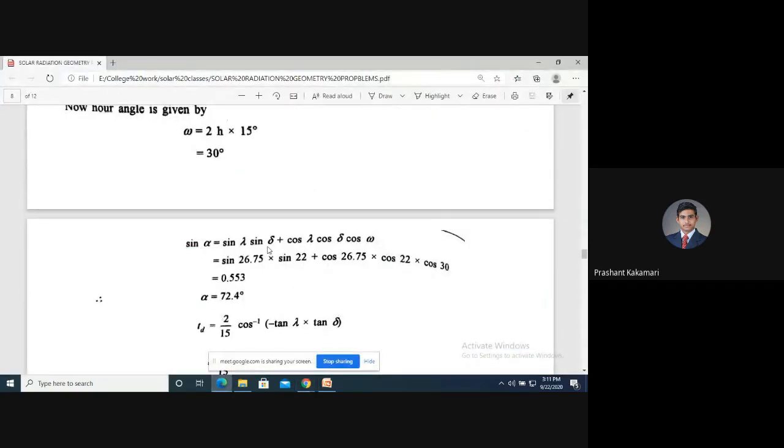Sine of alpha is given by sine phi sine delta plus cos phi cos delta cos omega. By this also one can directly find the altitude angle. The altitude angle can be written as sine inverse of 0.553. So around 30 degree zenith angle will be there, and around 70 degree altitude angle is there in the same normal plane or the vertical plane.